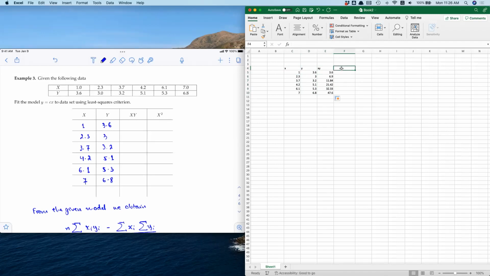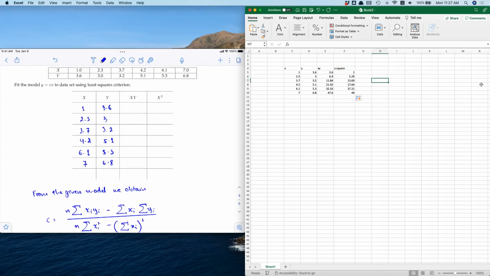Another column that I need to create is x squared. That means you set this equal to 1, right? So this column times this column again, and we track the formula down. All right, so I'm going to write down the information in my notes.